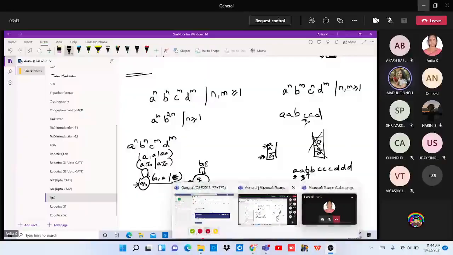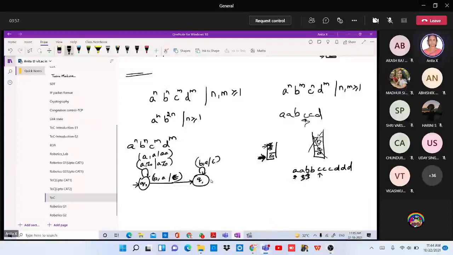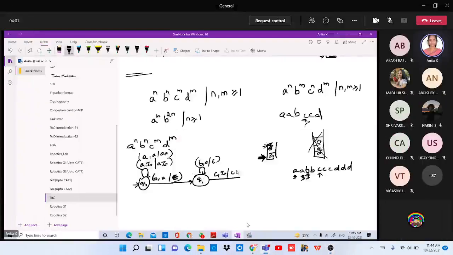The stack pointer will be pointing to the Z node, and my input symbol will be C. So what should I do? I have to push C inside the stack. Whatever the number of C's, I have to push C inside the stack. You'll be familiar with directly constructing the pushdown automata, so even this manual thing is not required. Direct construction you'll be familiar with. So C, I have to push inside the stack.